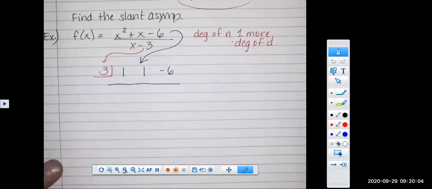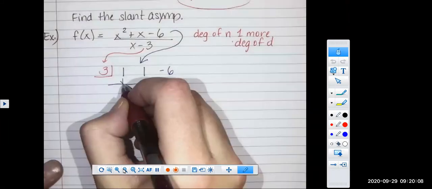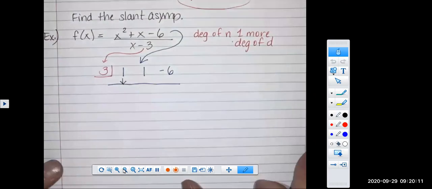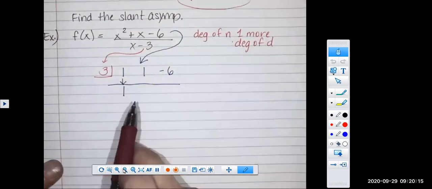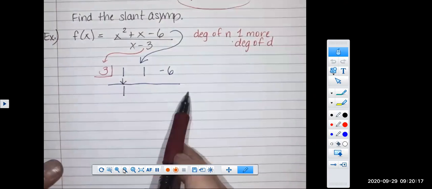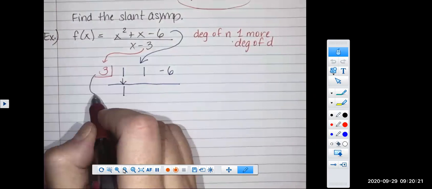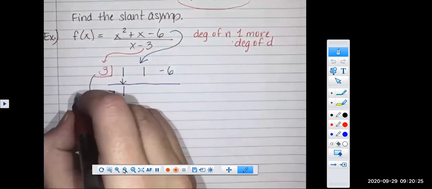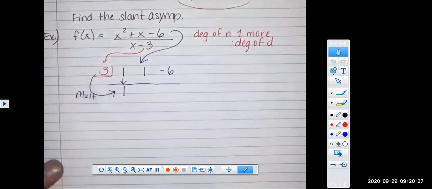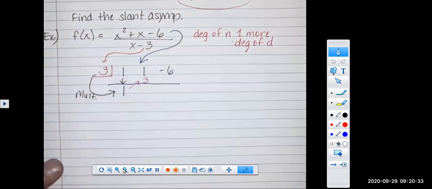Okay. Remember, you have to do what with this first number? You bring it down. And then what do you do with all the numbers that end up on the bottom? They get what? Good. They get multiplied by 3. And then I write that answer here. So 3 times 1.